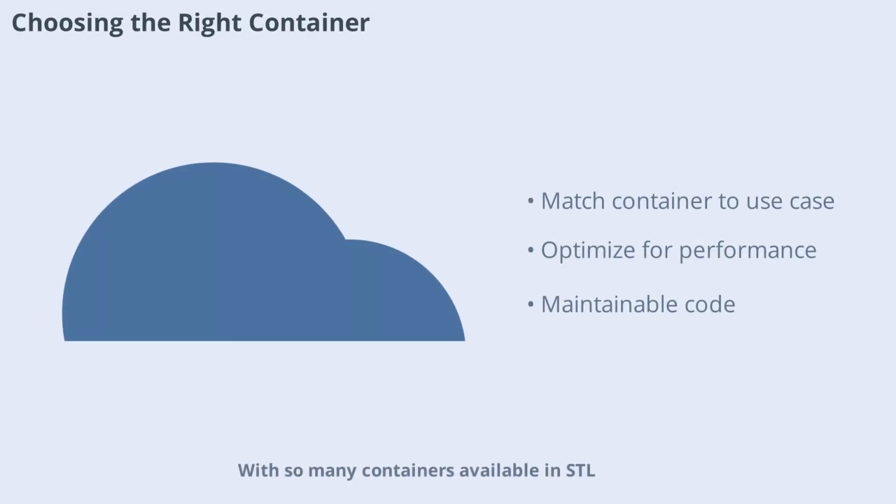So many containers available in STL. Choosing the right one depends on your needs. Use vectors for dynamic arrays, lists for frequent insertions and deletions, stacks for LIFO operations, and queues for FIFO operations. Associative containers are best for sorted data and fast lookups, while unordered containers excel at fast, unordered access. Understanding each container's strengths helps you write efficient, maintainable code.